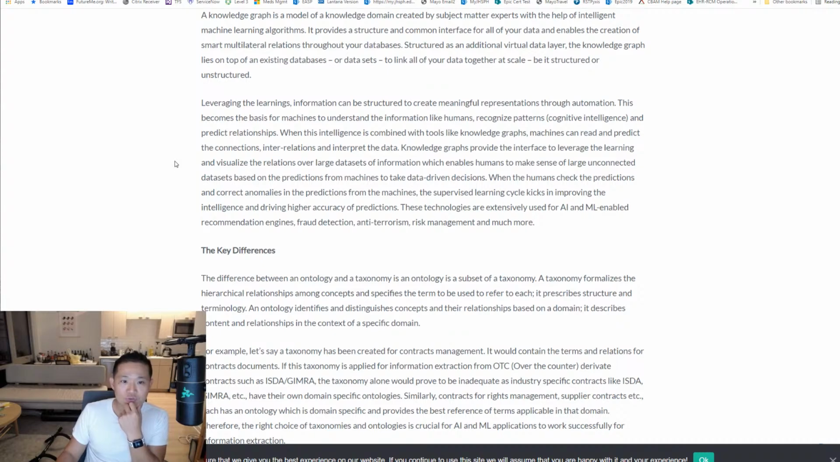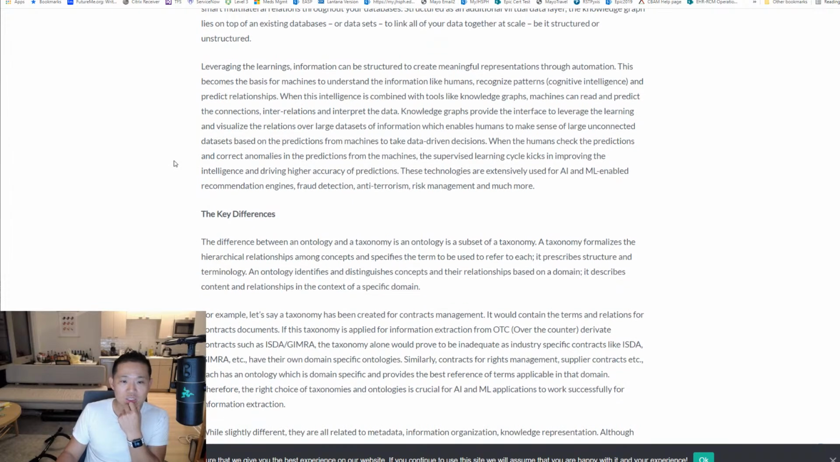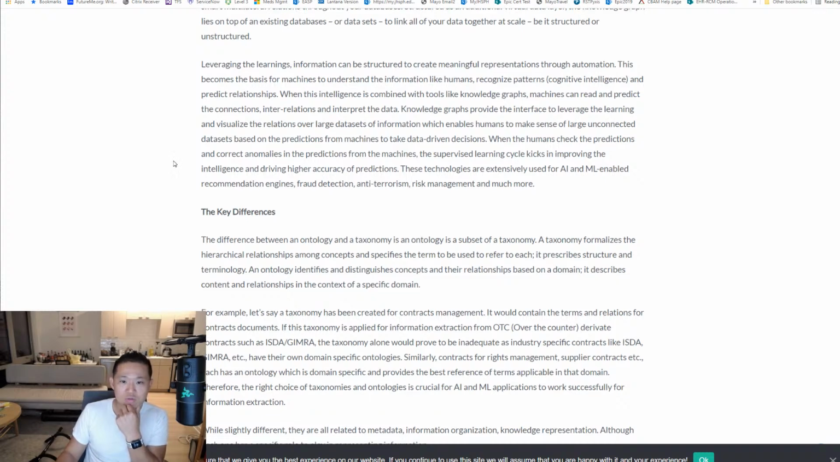Leveraging the learnings, information can be structured to create meaningful representations through automation. This becomes the basis for machines to understand the information like humans, recognize patterns, and predict relationships. When this intelligence is combined with tools like knowledge graphs, machines can read and predict the connections, interrelations, and interpret the data. Knowledge graphs provide the interface to leverage the learning and visualize the relations over large data sets of information, enables humans to make sense of large unconnected databases based on the predictions from machines to take data-driven decisions.